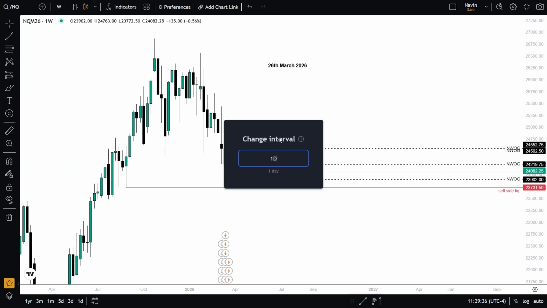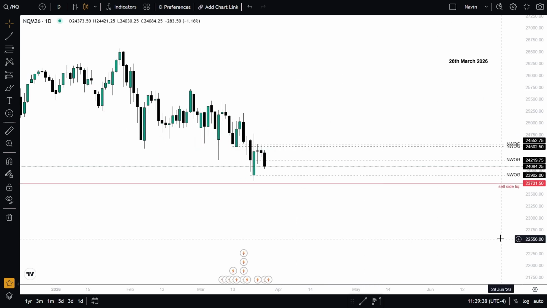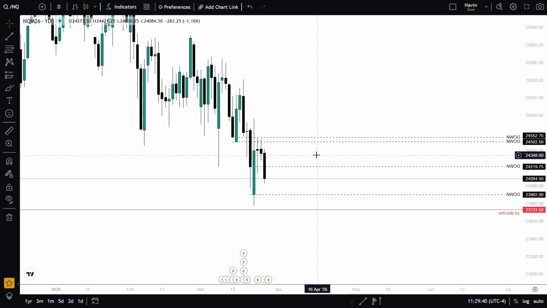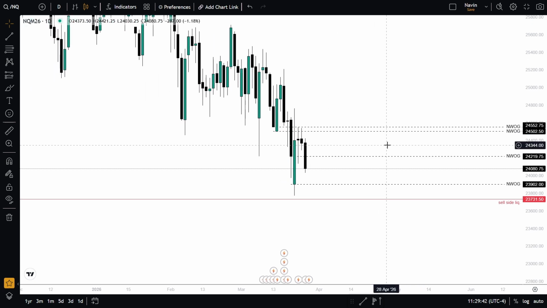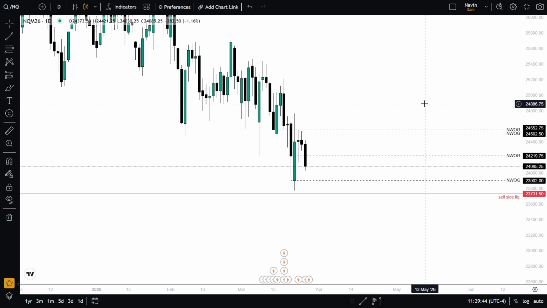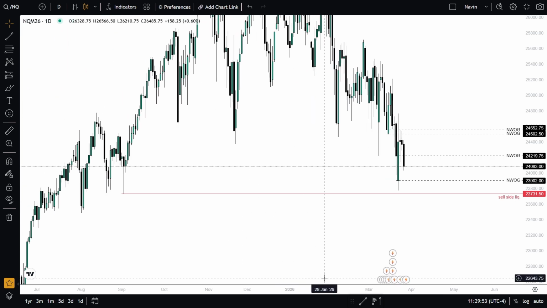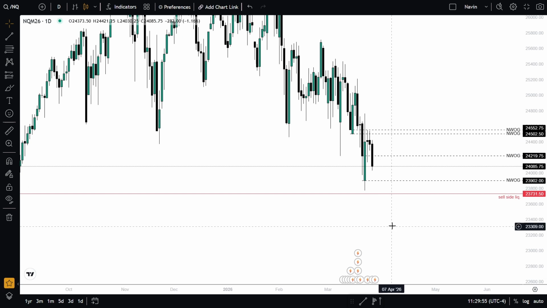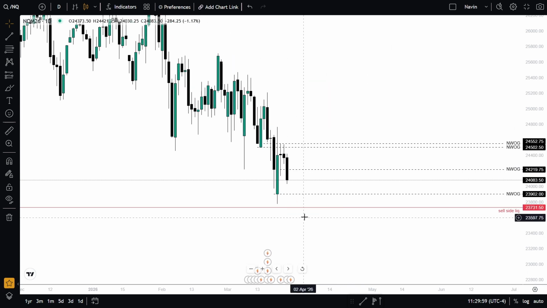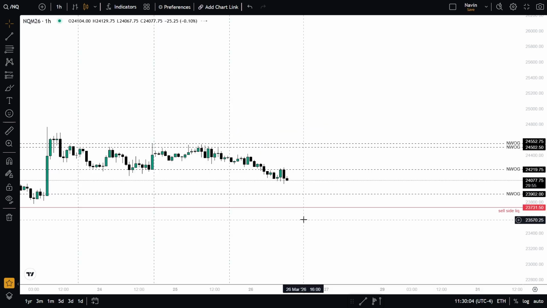Let's move to the daily chart. So daily seems confident on the bearishness. So I'm just looking around this area in the weekly chart's low which I marked as sell side. I'm looking for price to have a bearish price action towards this sell side which I marked over here. So let's move to the 1 hour chart.